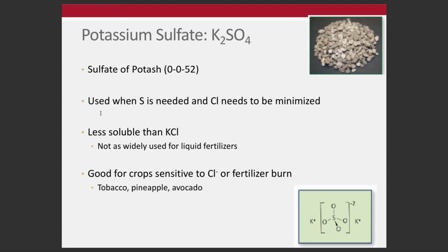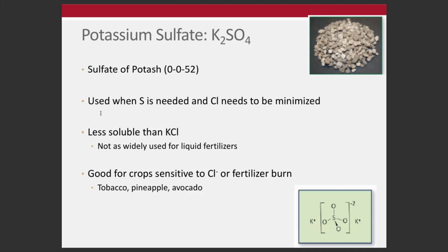And things like potassium sulfate, K2SO4. Okay, so this is roughly 50% K2O, 52. It also contains sulfur, so when we need sulfur or want chloride minimized, then this would be a good fertility source. This is more expensive than potassium chloride, but it's something you can find pretty widely available. Good for crops that are sensitive to chlorine or fertilizer burn, things like tobacco and pineapple and avocado. Some of those grown here, some not so much.